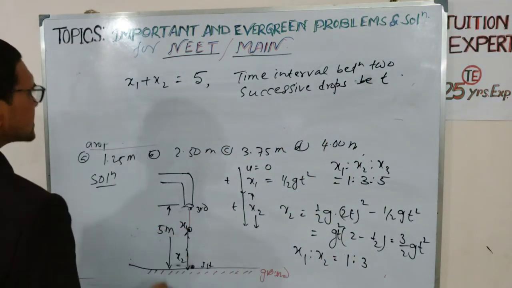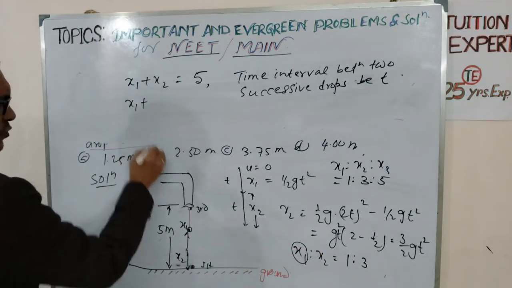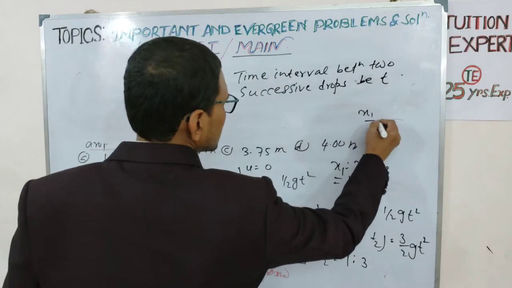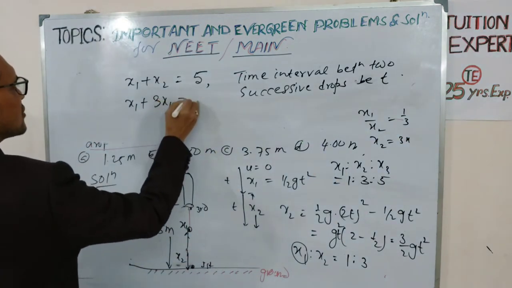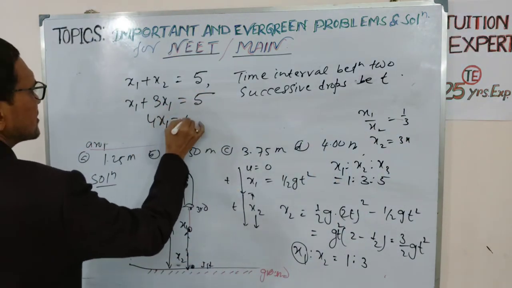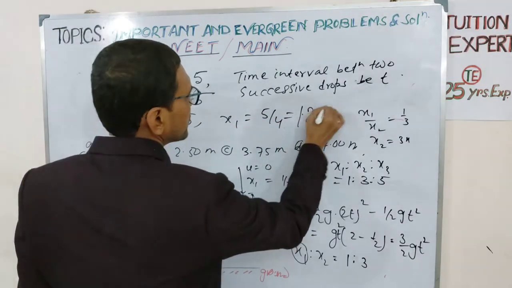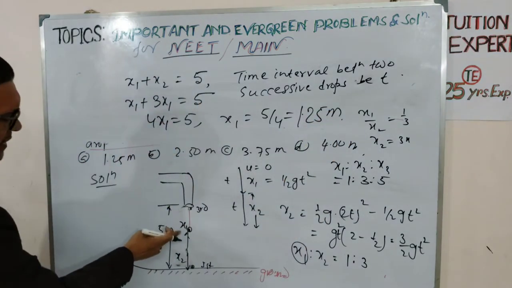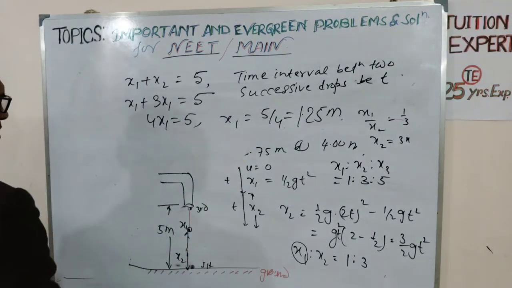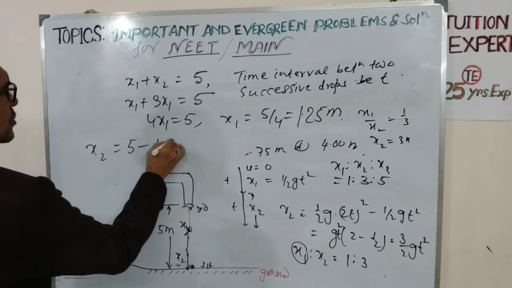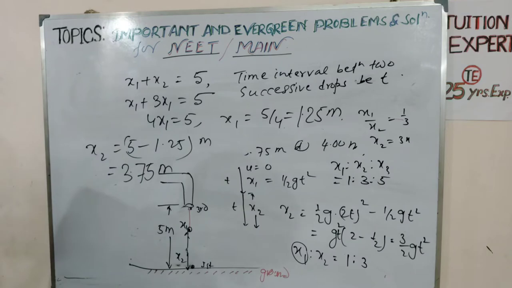So we get x1 plus x2 equal to 5. Now what is the ratio? x1 is to x2 equals 1 is to 3, so x2 becomes 3x1. So 3x1 plus x1, that is 4x1, equals 5, x1 equals 5 by 4, that is 1.25 meter. Now what is x2? x2 will be 5 minus 1.25, that is 3.75. So this is the answer.